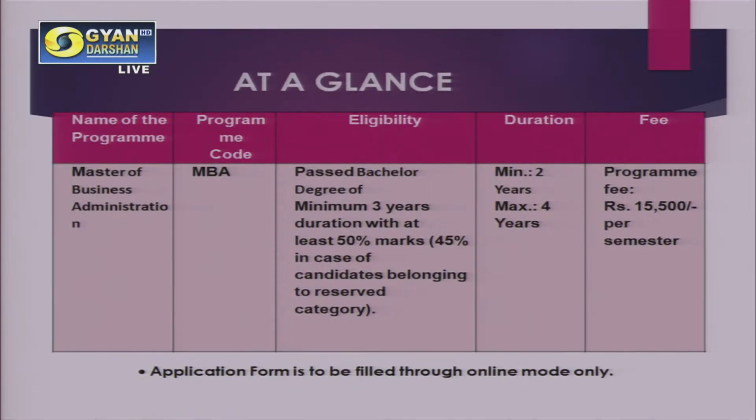Let us see the program at a glance. The program name is MBA, and the eligibility criteria for this program is a bachelor's degree, minimum of 3 years duration with at least 50% marks and 45% marks in case of the reserved category. The duration of the program is minimum 2 years and maximum 4 years, and the program fee per semester is 15,500.